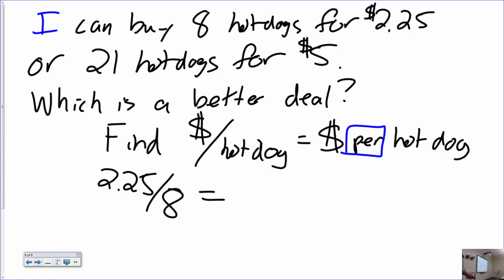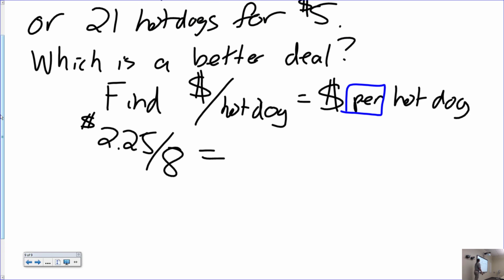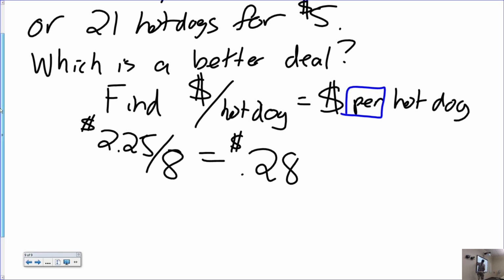And folks, feel free to use your calculator on this one. And since we're dealing with money, round to the nearest penny. So how much does a hot dog cost from the Pick and Save? Which is also the Piggly Wiggly. They all own the same thing. Also round these. 28 cents per hot dog from Pick and Save. How about from Costco?